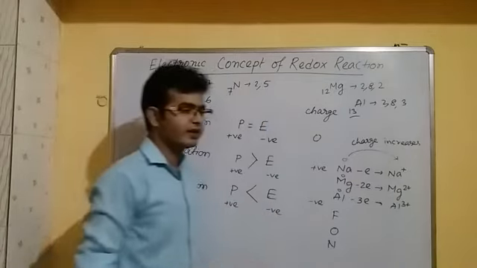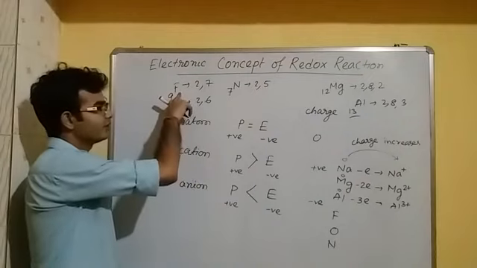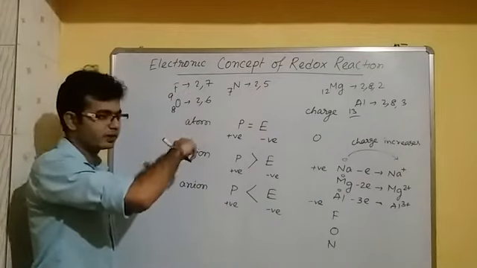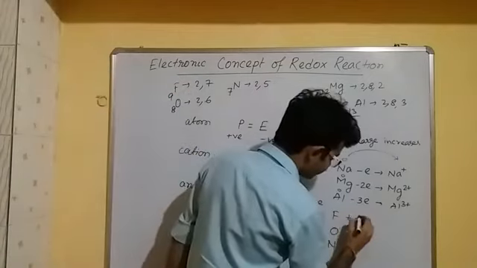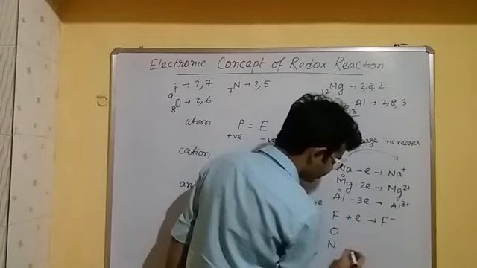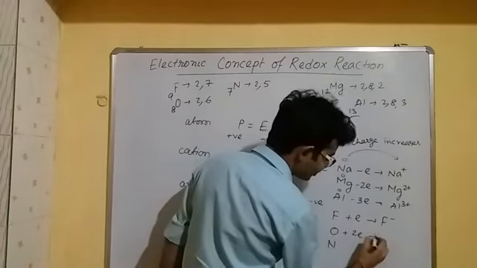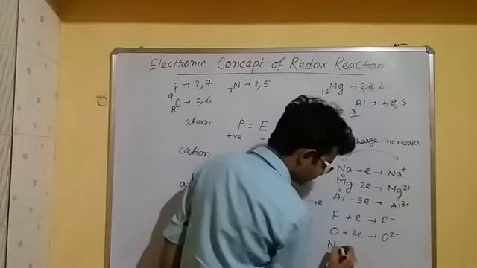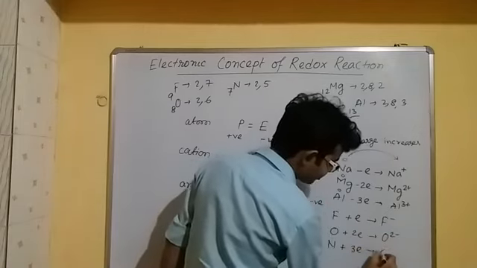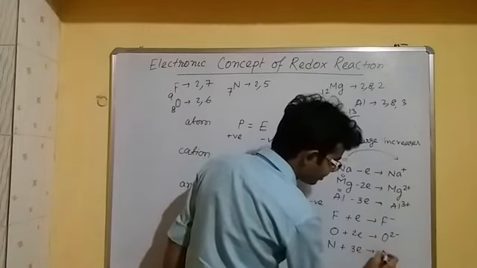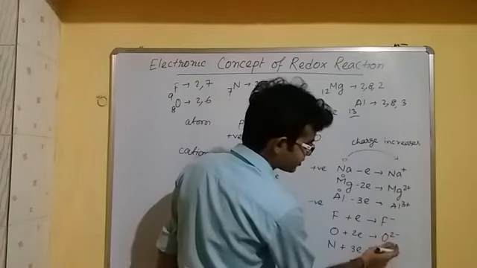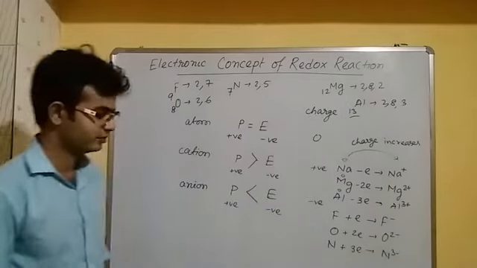So to fill its valence shell, what will fluorine do? It will accept one electron. So fluorine accepts one electron and becomes F minus. Oxygen accepts 2 electrons and becomes O2 minus. Nitrogen accepts 3 electrons and becomes N3 minus. These are fluoride, oxide, and nitride.